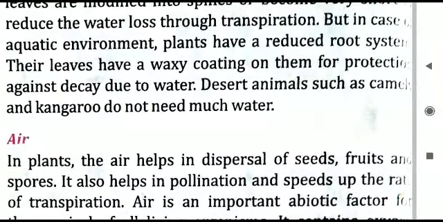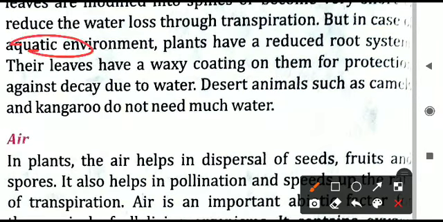The next thing, one more thing is there, that is in the aquatic environment. There, a reduced root system will be there, especially in the aquatic environment, and the leaves have a waxy coating, because the plants are already submerged in water. If the normal plant, not the aquatic one, you put in water, after some days its leaves will spoil in the water. But in the aquatic plants it is not happening, because there is a wax layer on the leaves. There is a waxy coating for protection against the decay due to water.